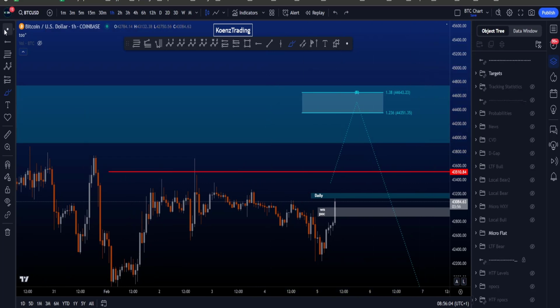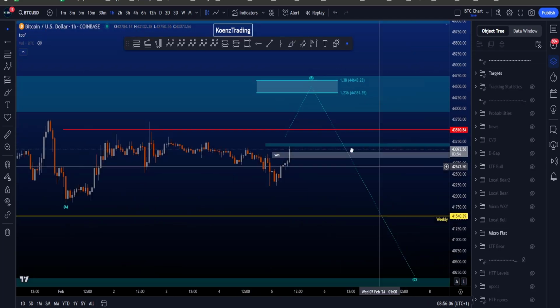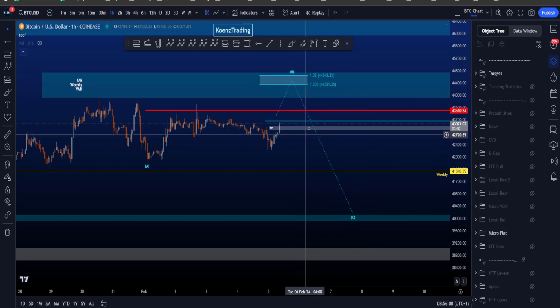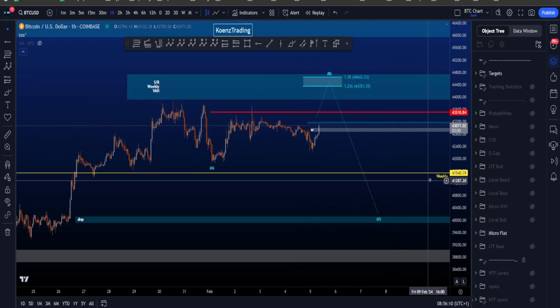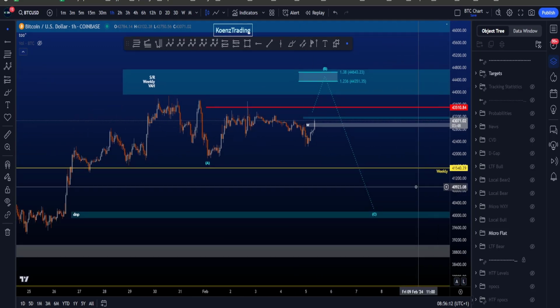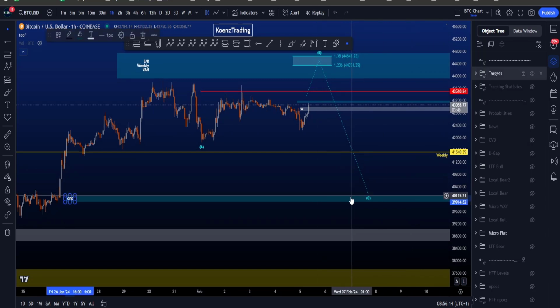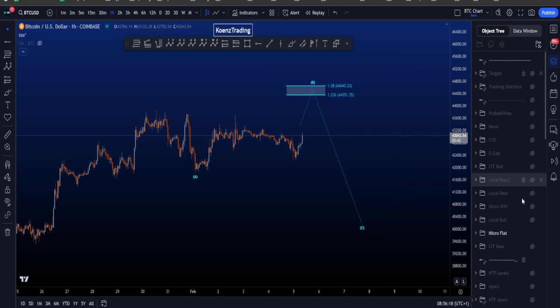And then we kind of enter the target area for this wave B, after which we are then looking for an impulse to the downside in C, where we have a weekly four support, 41.5k, but also this blue box here at 39.9k to 40.1k.